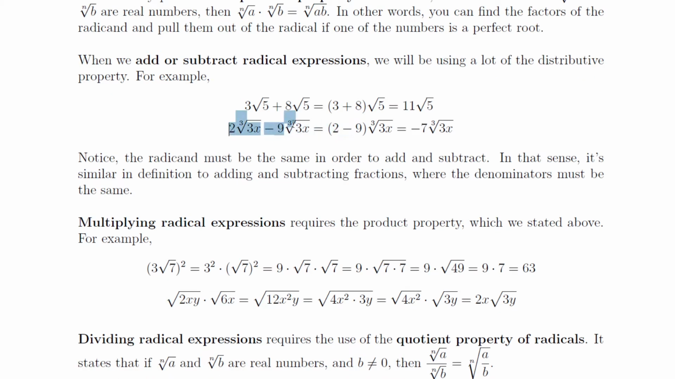Similarly, we could do it with cube roots, or higher roots, higher indices. So in this case, because the items that are factored, cube root of 3x and cube root of 3x, are in each piece, or term in this case, then I can do 2 minus 9. So 2 minus 9 times cube root of 3x is going to be a minus 7 times the cube root of 3x. Okay? So in other words, the radicand, the thing that's underneath your radical sign here, has to be exactly the same. Otherwise, it won't work.